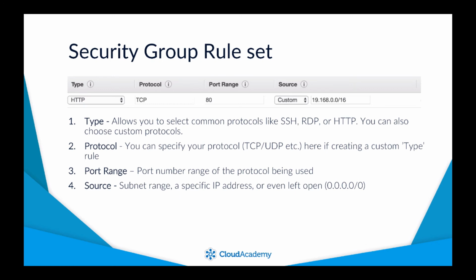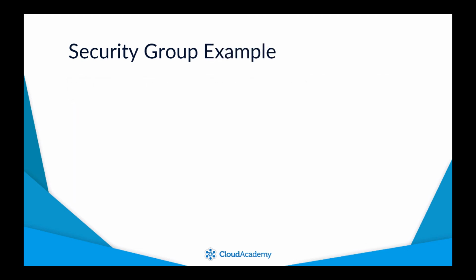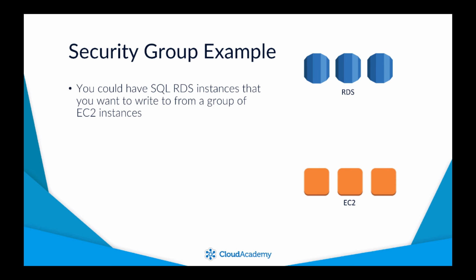We can clearly see here that authorization to the instance can only be permitted if the packet meets conditions within the 4 parameters. Again, we are not authorizing a principal here, it's the network packet itself. Security groups are a great way to authorize the use of particular ports for communication, whilst restricting all other communication over denied ports. For example, you could have a number of SQL RDS instances that you want to write to from a group of EC2 instances.